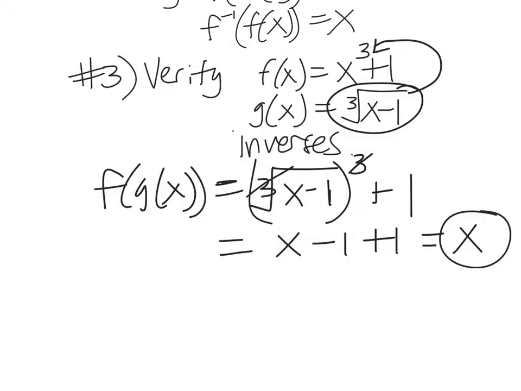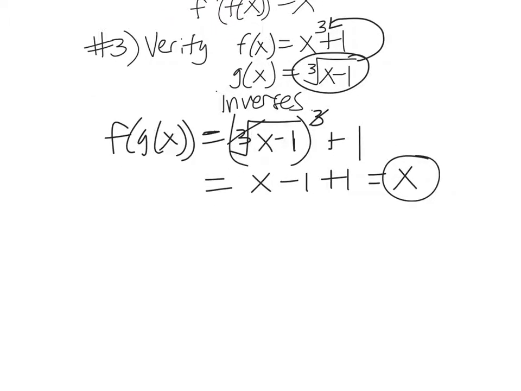If you get equals 2 or equals 3x minus 1 or something else, then they're not inverses. They have to equal x. All right, let's go the other way.